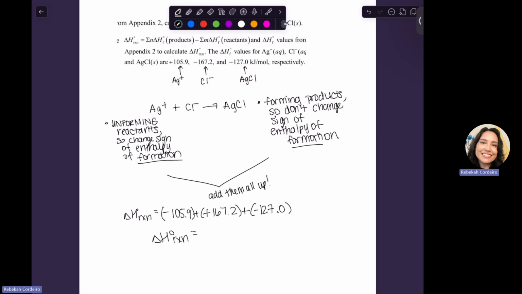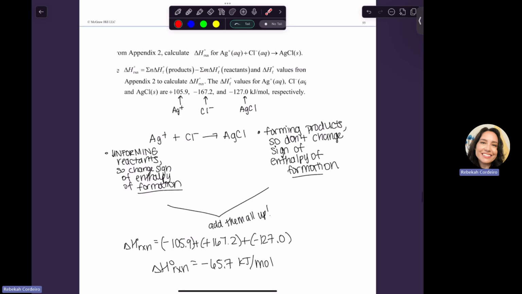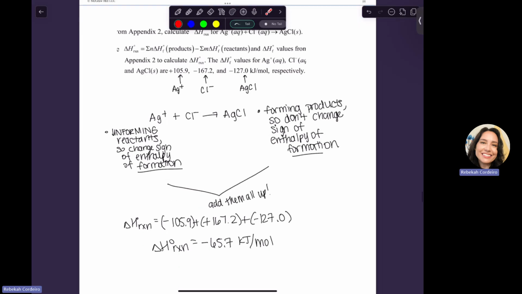So 167.2 minus 105.9 minus 127. Nope, typed that in wrong. Don't use your cell phone as a calculator, kids. Minus 127. I get negative 65.7 kilojoules per mole here. Now, if they had coefficients, like if there was a 2 here, I would multiply this by 2. But there weren't coefficients in this example, so we don't have to worry about them here.